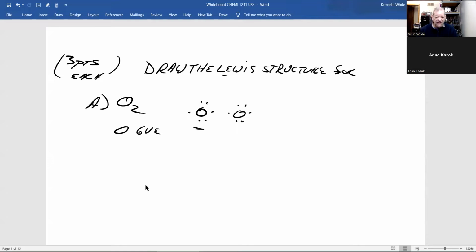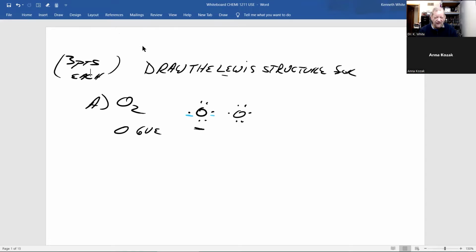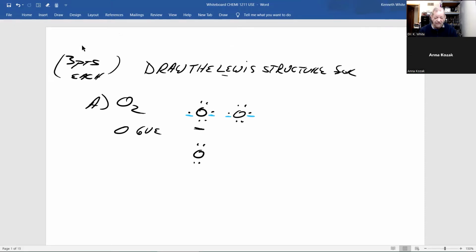So this oxygen says, oh, I've got 2 unpaired electrons. Let me use a different color, not to confuse you. I've got 2 unpaired electrons. You've got 2 unpaired electrons. Let's share. And they do. And the non-bonding electrons come along for the ride. And here's the answer you would do.